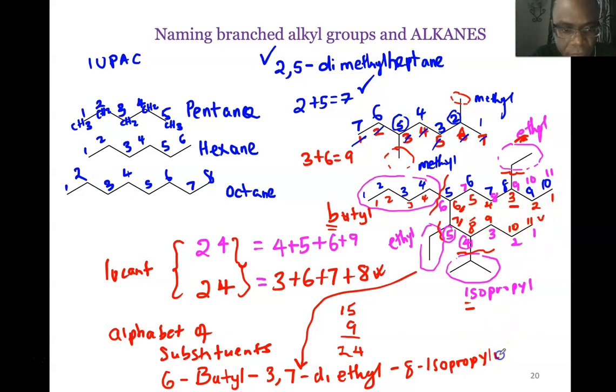So that will be undec. That takes care of the 11 carbons. And then there's no pi bond, so it's an alkane, ane. So the correct name for this structure would be 6-butyl 3,7-diethyl 8-isopropyl undecane. Always consider the alphabet whenever you're writing the official name. We don't consider di, tri, and anything that's italicized.